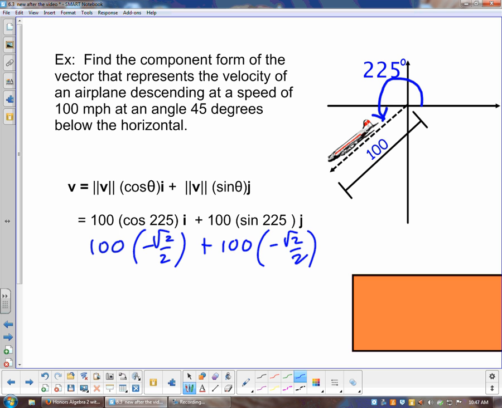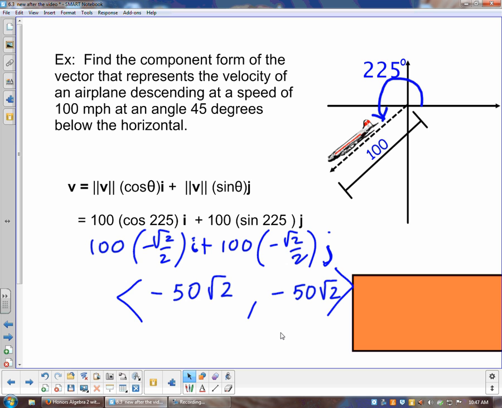All right. And so that means, and I've got my standard unit vectors here also, that I could write it in component form then as, 100 over 2 gives me -50 square root of 2, comma, -50 square root of 2, correct? Are we okay with this?